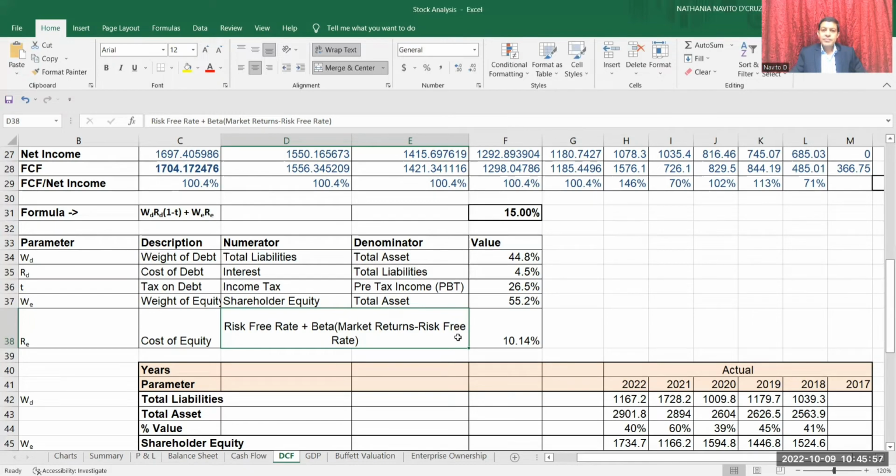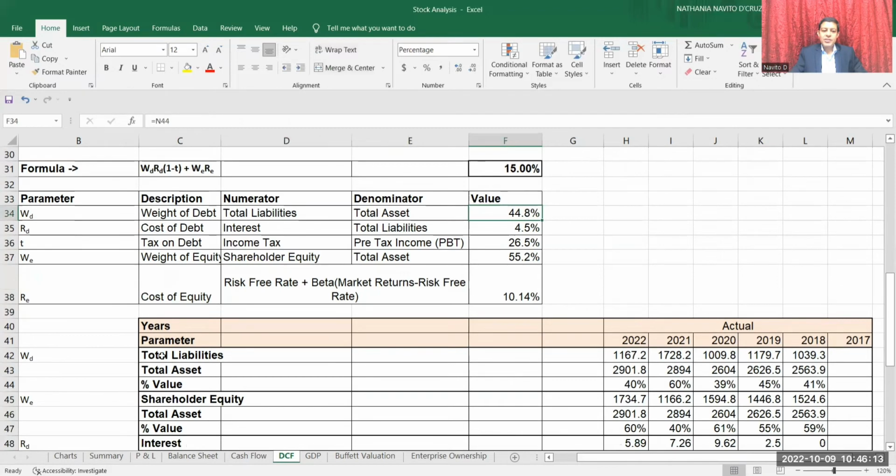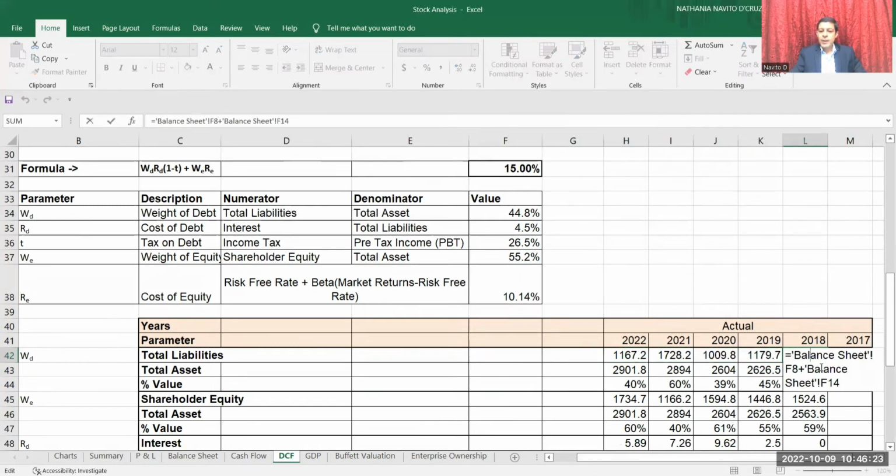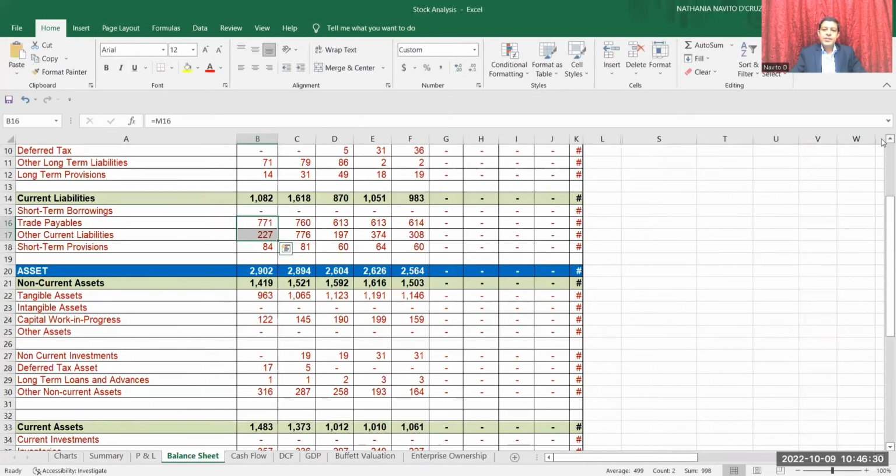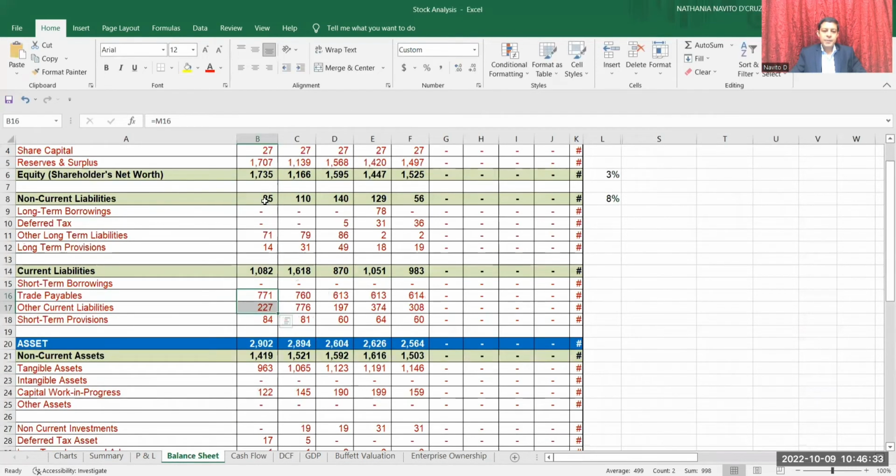So let us go and see the illustration, how we take the values and then finally arrive at the real value. So the total liabilities, we take from our balance sheet. As we see here, the total liabilities I have taken for a period of 5 years. This I directly look up in the balance sheet. If you see here, balance sheet F8 plus balance sheet F14. So balance sheet F8 is the non-current liabilities. We add it to the current liabilities. So the total liabilities is equal to both portions of the liabilities of the company.